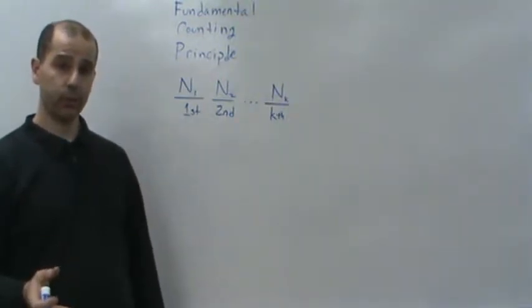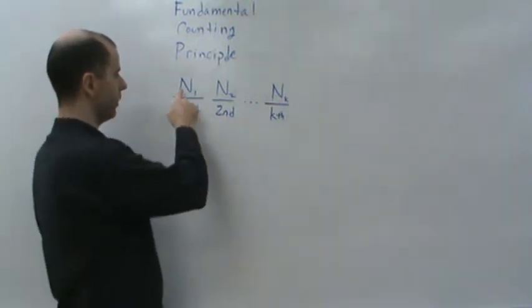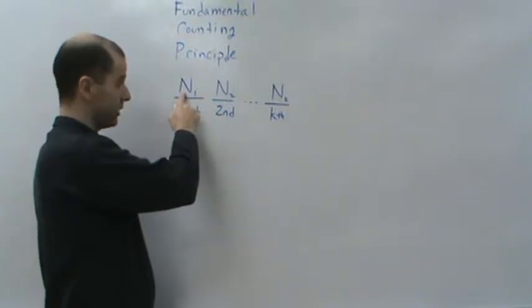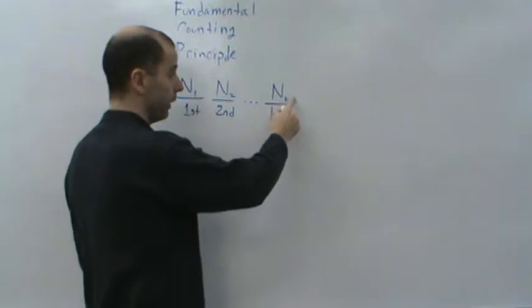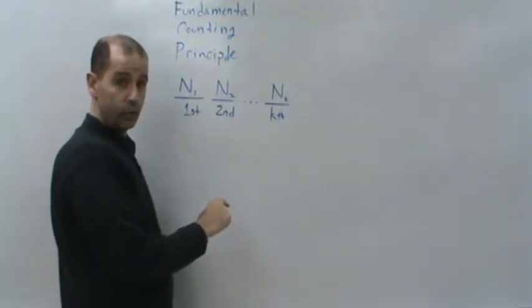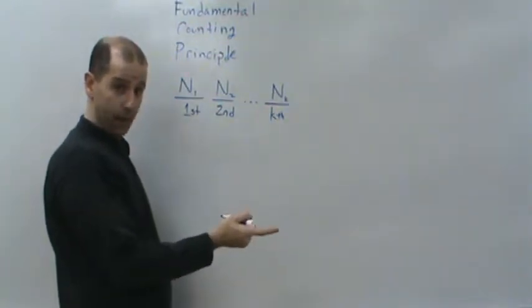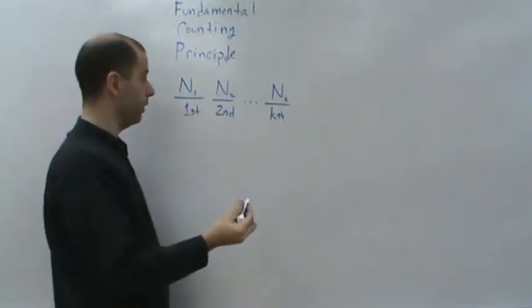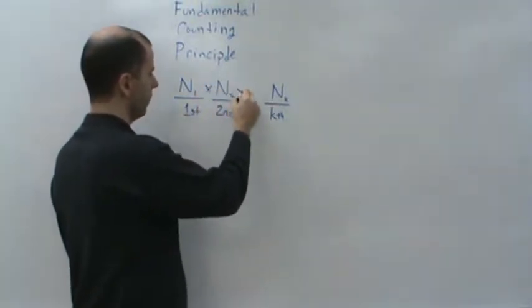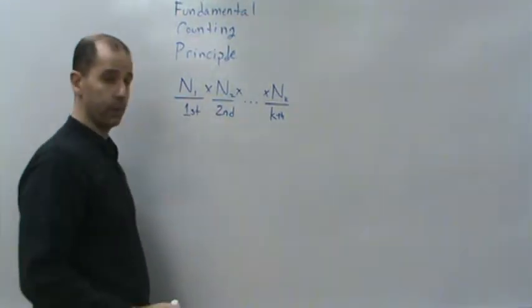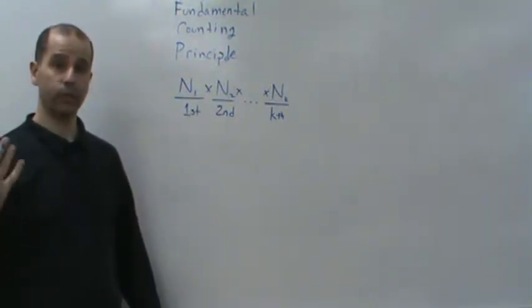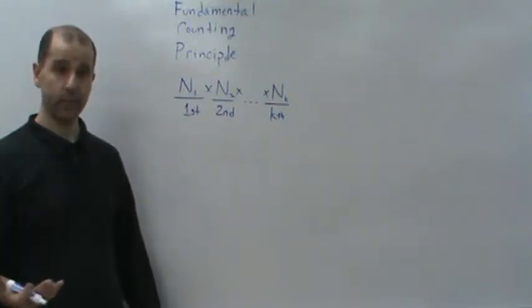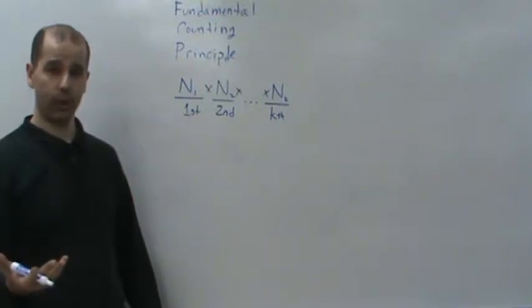Well, the fundamental counting principle just says you take the number of ways of doing the first step, the number of ways of doing the second step, all the way to the number of ways of doing the last step, or the kth step, and multiply them all together. We would just take these and multiply them all together, and the result is going to be the total number of distinct ways of completing the process, the steps. Okay, that's the fundamental counting principle.